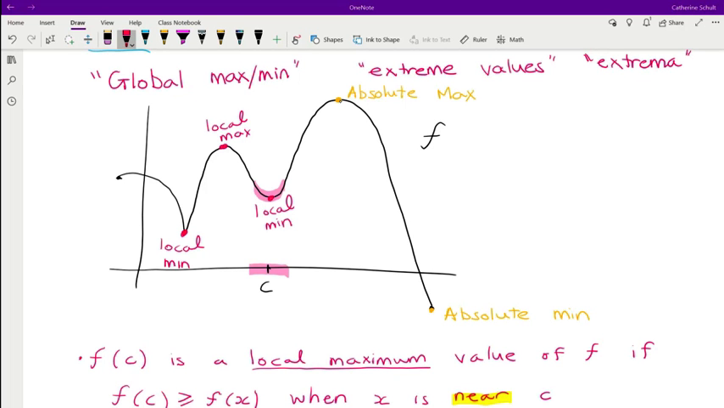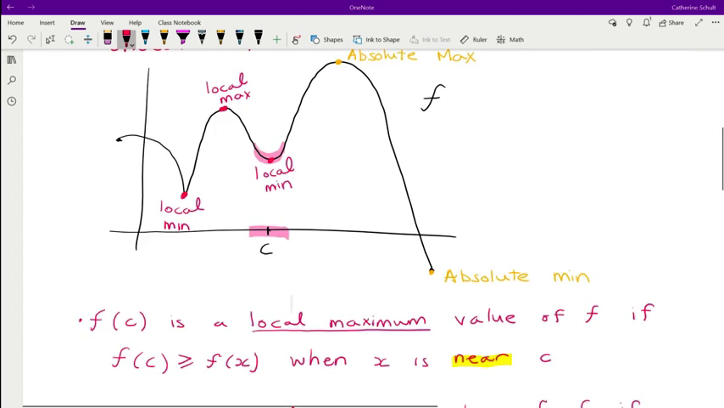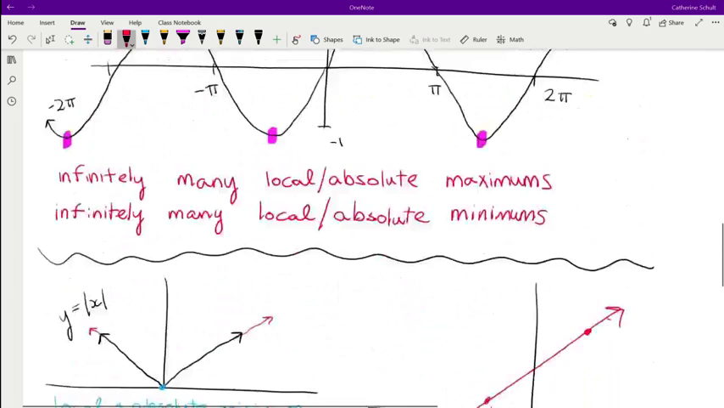So in order for absolute maximums and absolute minimums to be guaranteed, first of all, f has to be continuous. So f has to be continuous. And f has to be on a closed interval. If we have that, then we're guaranteed to have an absolute maximum and an absolute minimum. Let's look at our other examples.